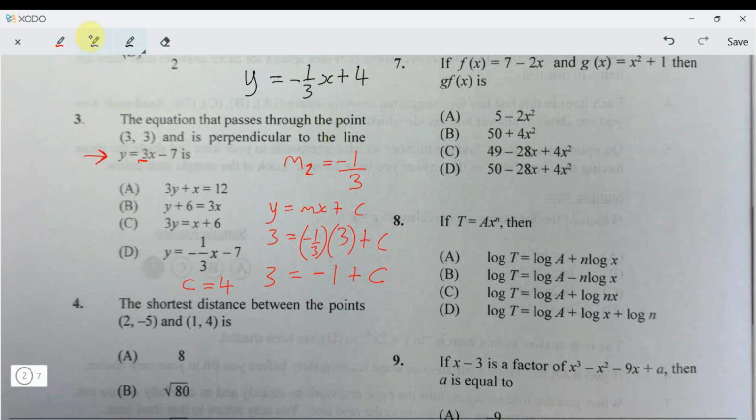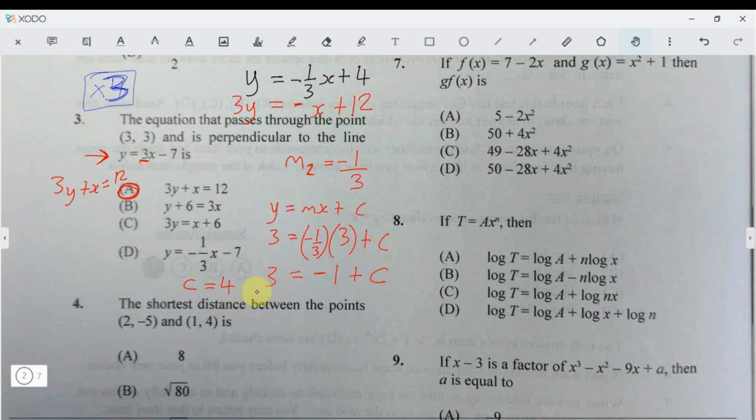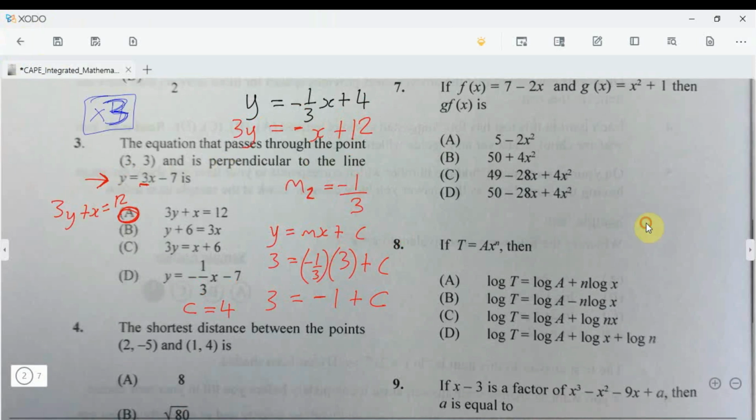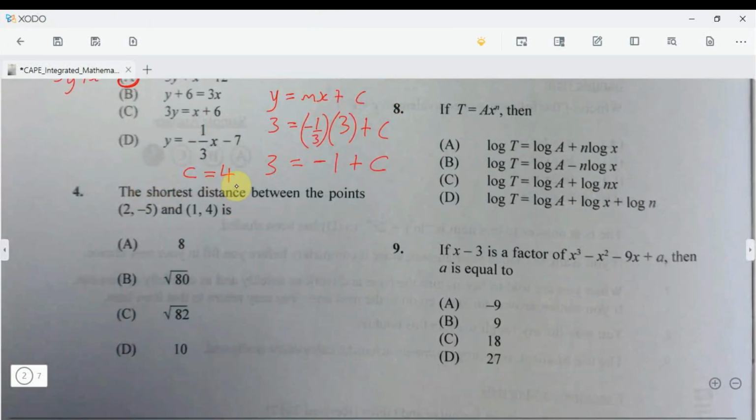Notice that option is not there. It is not there because they want you to simplify the equation. So we're going to multiply through the equation by 3. Look what we're going to get. Then this will become 3y equal, 3 times minus 1 over 3 leaves minus x, and then 3 times 4 is just plus 12. But you can always bring the minus x to the other side to write it as 3y plus x equal 12. That's option A. Really nice. Lovely. That's number 3.